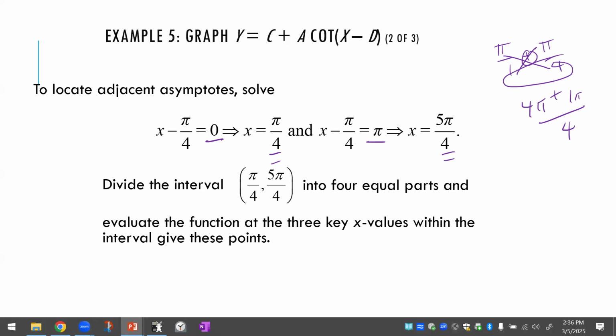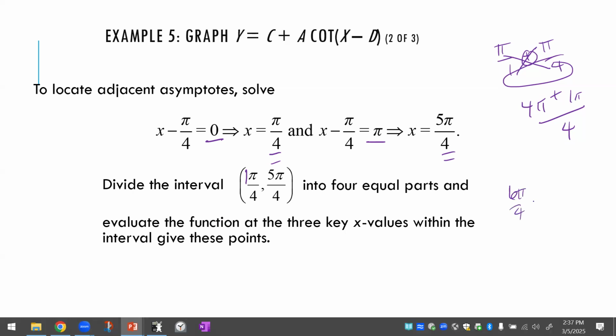Good? Perfect. Now we're going to do our points. So remember, we're finding our midpoint, our halfway point. So we're adding and dividing by 2. That's our first one. So on the first one, we're adding 1 pi plus 5 pi. 6 pi over 4 divided by 2 is what?